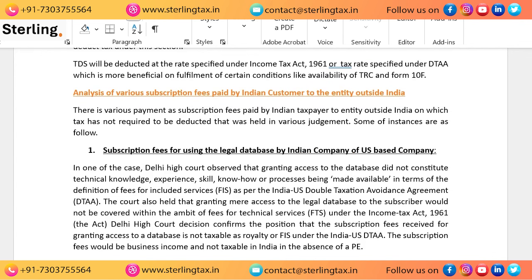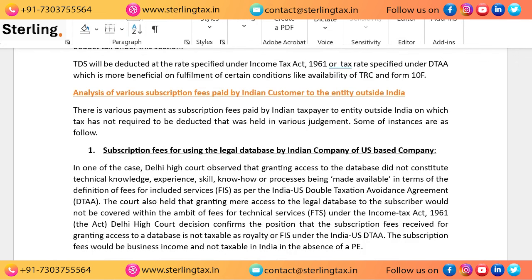We are not paying these fees for any kind of technical services. We are not exploiting the database, we are not displaying it somewhere else, and we are not editing it. We can say this is not any kind of technical service as per the provisions of income tax, because we are not getting any rights here. We are just accessing the vendor's database and paying the fees. We cannot say this is a fee for technical services, and as per the income tax provisions, TDS is not required to be deducted.